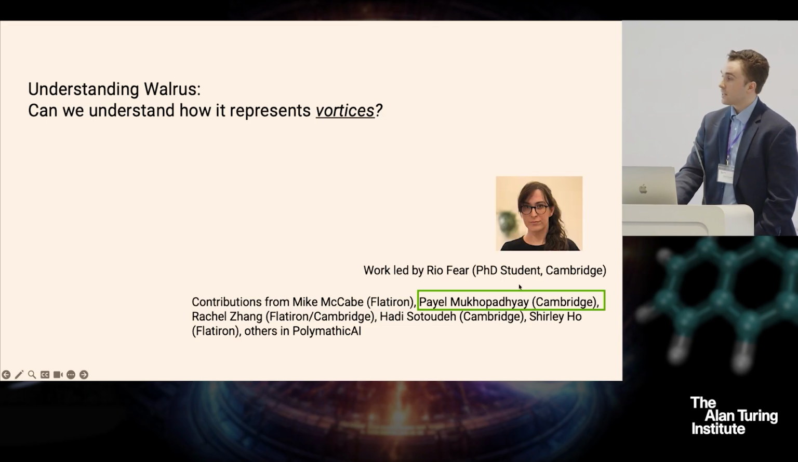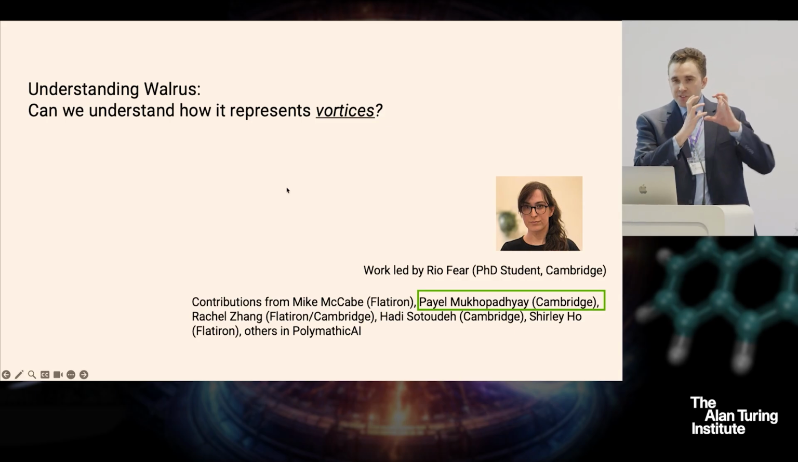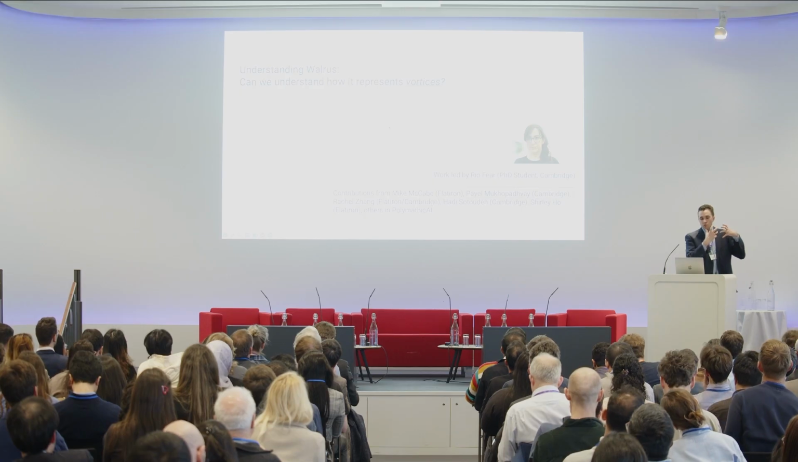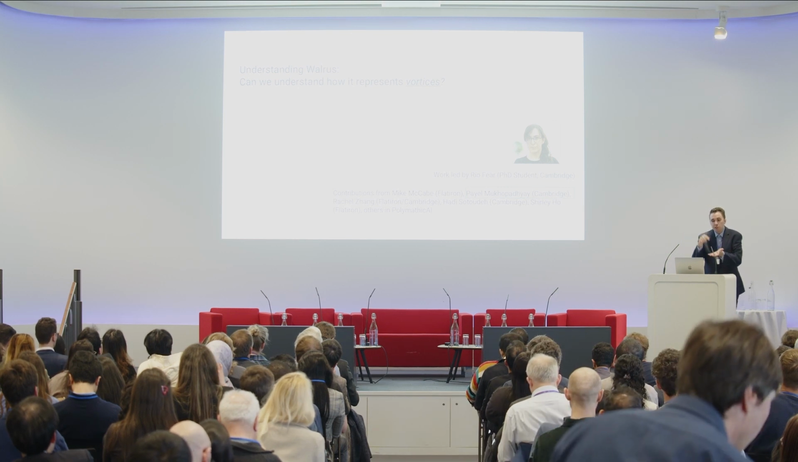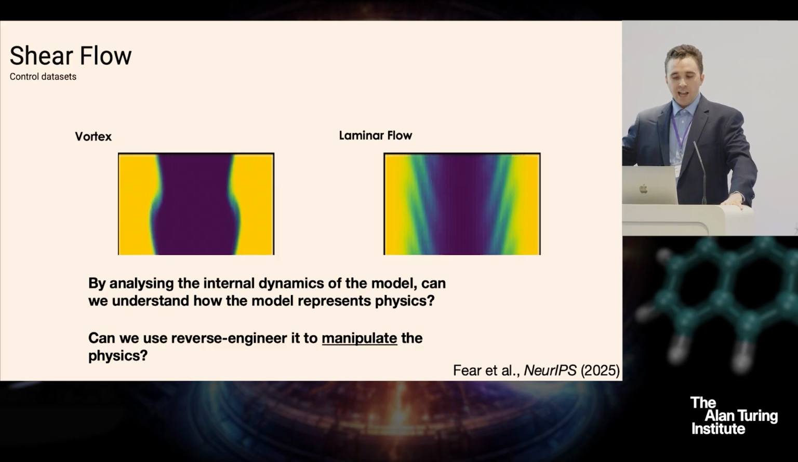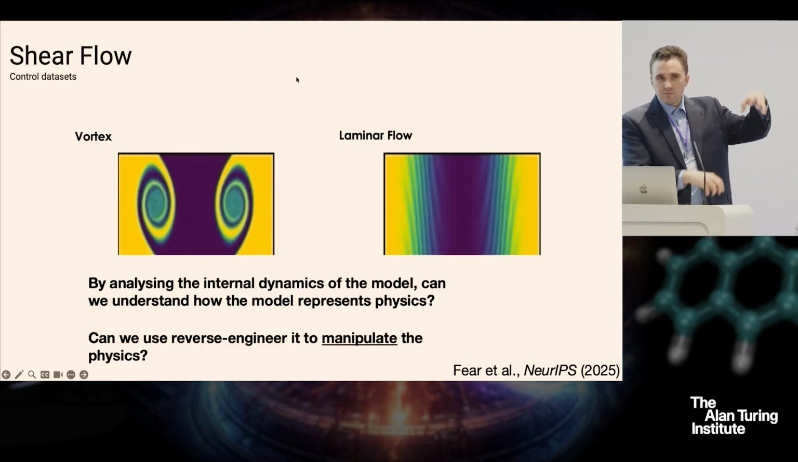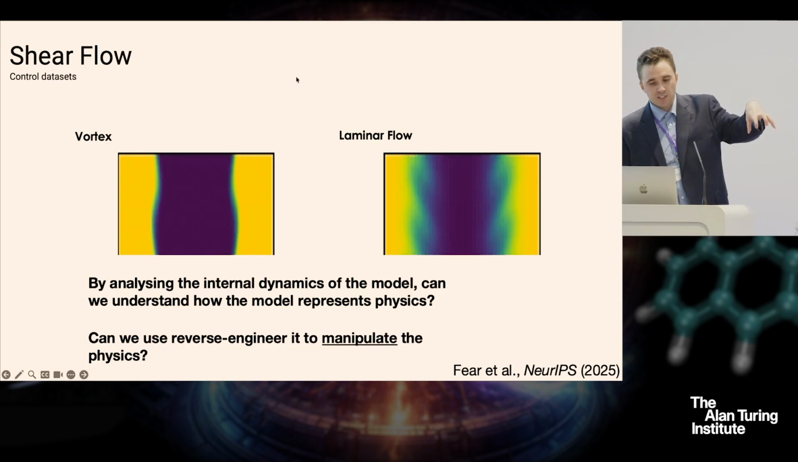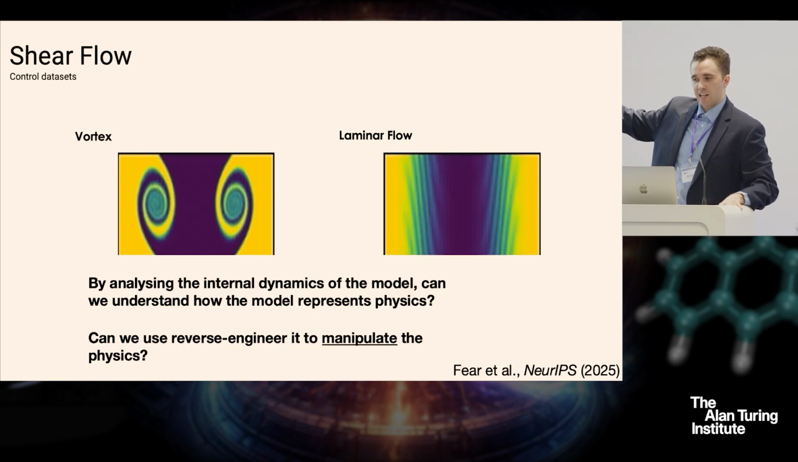This is a project led by Rio Fier, who's one of my PhD students. We wanted to understand how our physics foundation model represents vortices internally, like a fluid eddy. How does it represent that? The way we attacked this is that we separate our data. Some of the data has a vortex, and some of the data does not have a vortex. This is a specific data set, by the way.